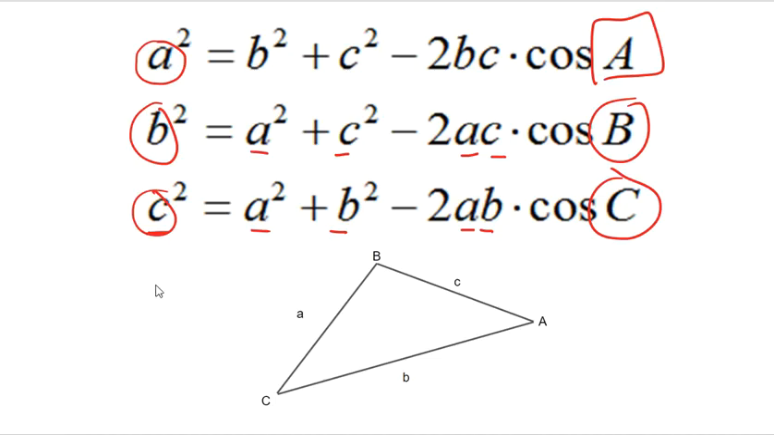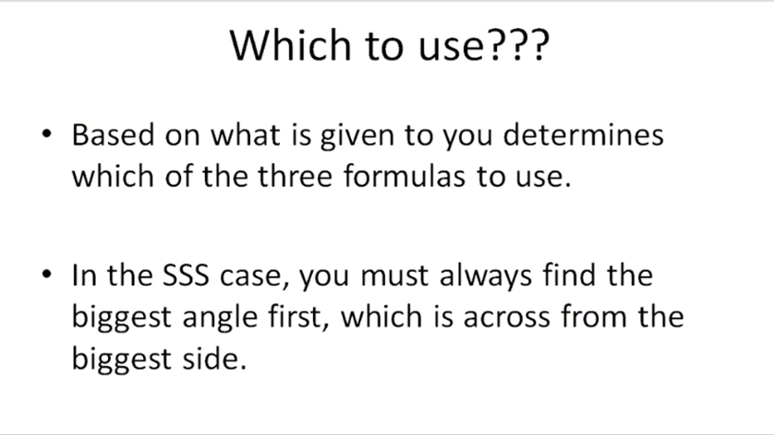Now I will say this, in the side, side, side case, you can find any angle you want. So let me go back to the rules real quick. If I know all of a, b, and c, then technically I could use any one of these. I could find angle A, or angle B, or angle C. But I do have to say this. This is really the only one thing you have to memorize.